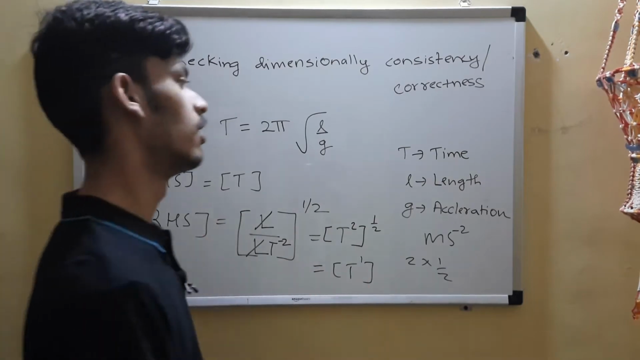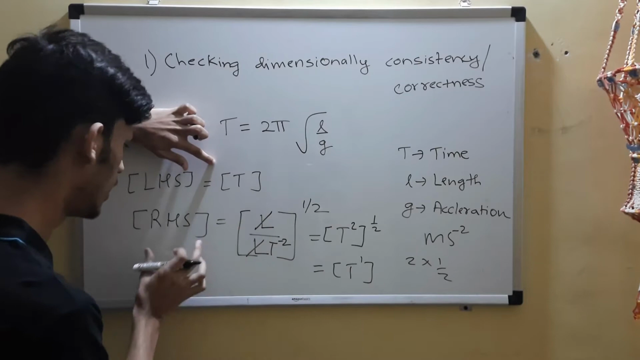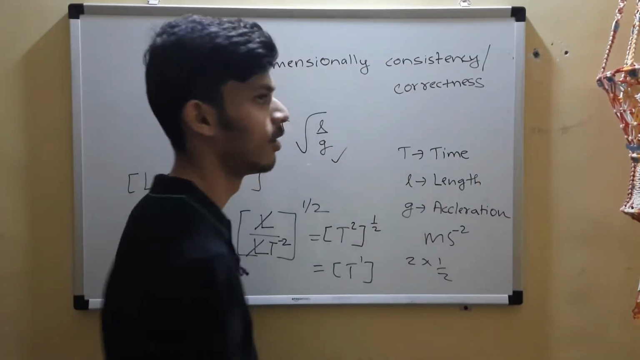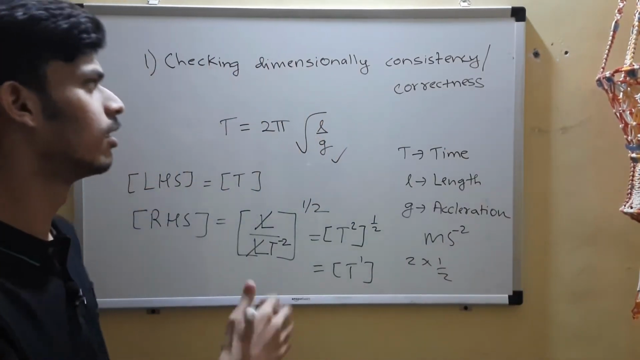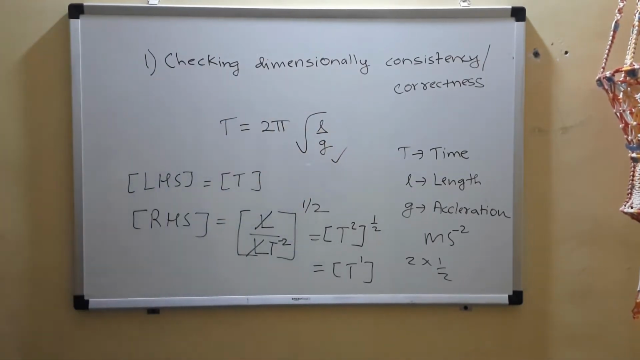Now compare. Left hand side dimensions: 1 in T. Right hand side dimensions: 1 in T. The equation is dimensionally correct. You end with the statement that the equation is dimensionally correct, or the equation is dimensionally consistent. Note it down if you want to.